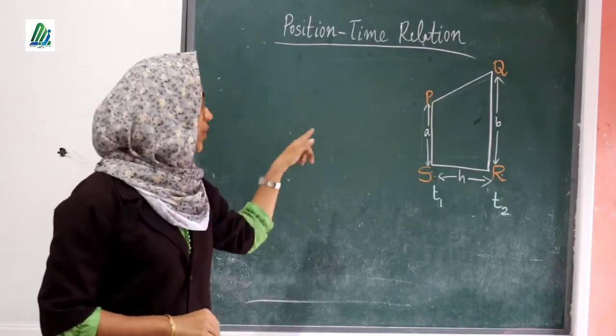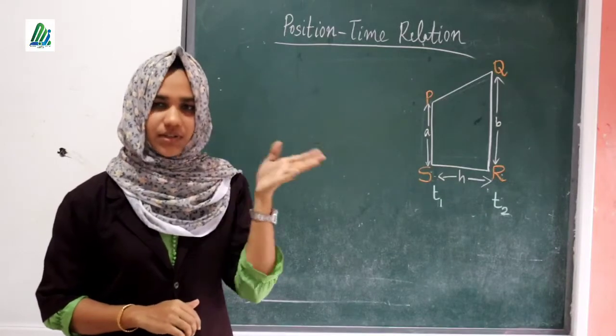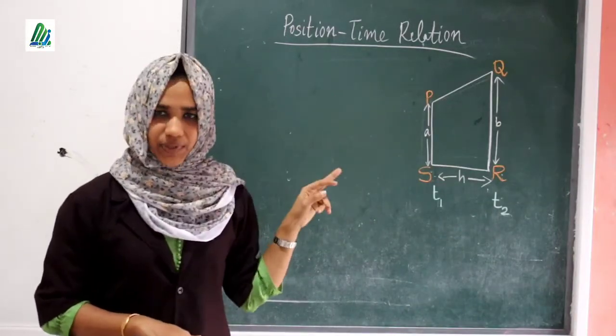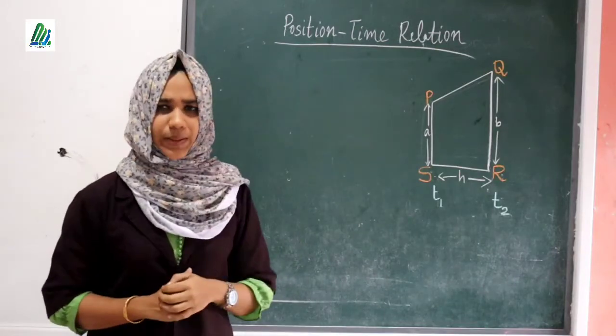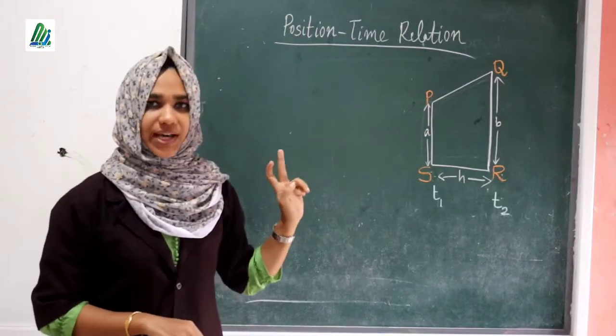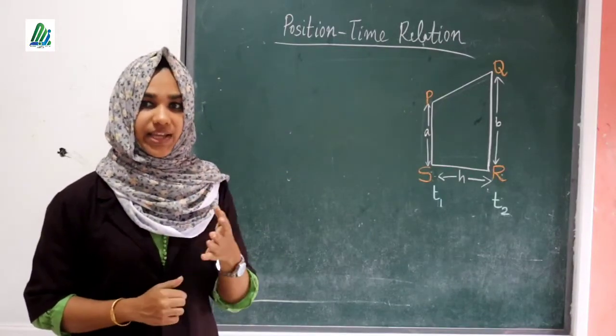Okay. So look here, from the velocity-time graph, a small portion is taken from it. That is PQRS. Here PQRS is a trapezium. So we want to find the area of it.